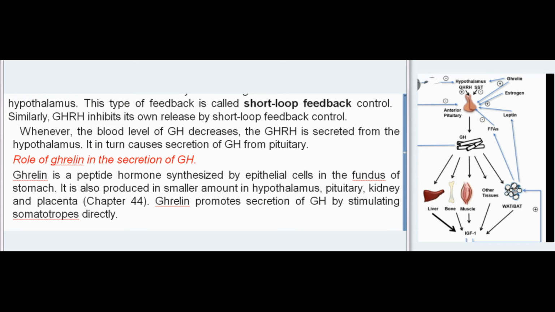Role of ghrelin in the secretion of GH. Ghrelin is a peptide hormone synthesized by epithelial cells in the fundus of stomach. It is also produced in smaller amount in hypothalamus, pituitary, kidney and placenta, Chapter 44. Ghrelin promotes secretion of GH by stimulating somatotropes directly.